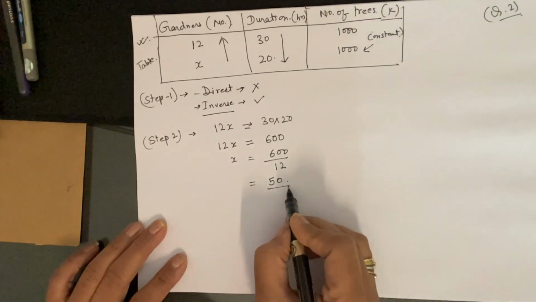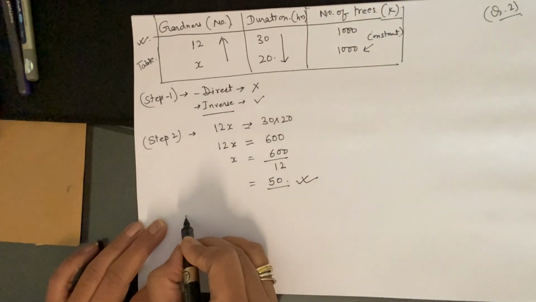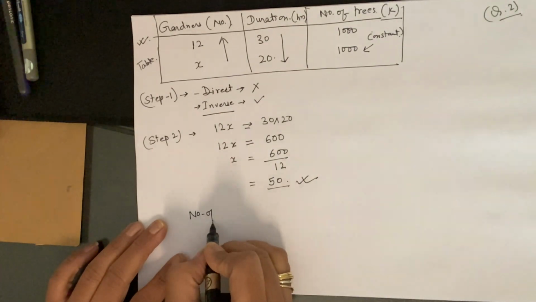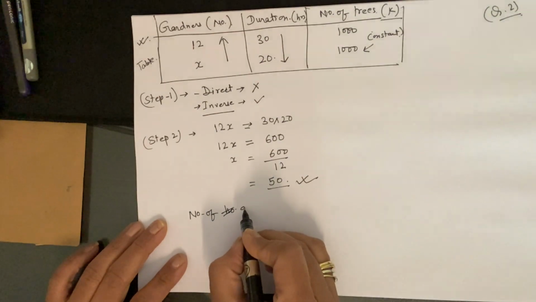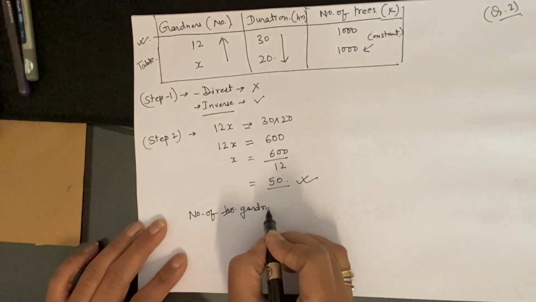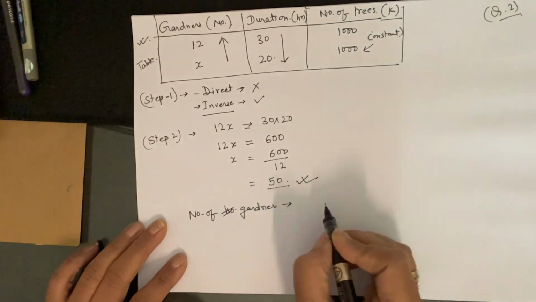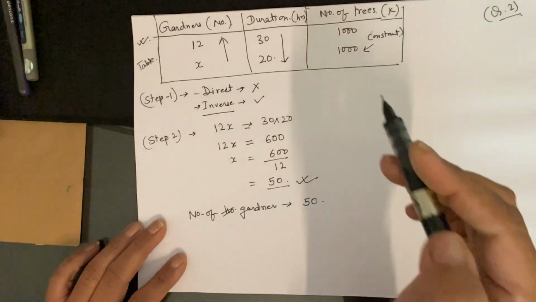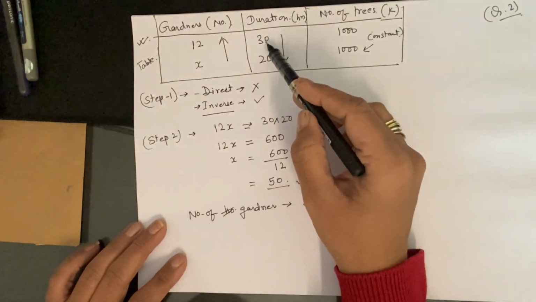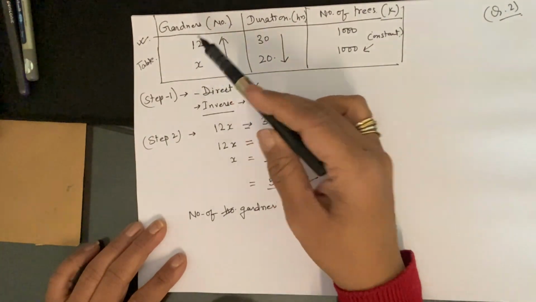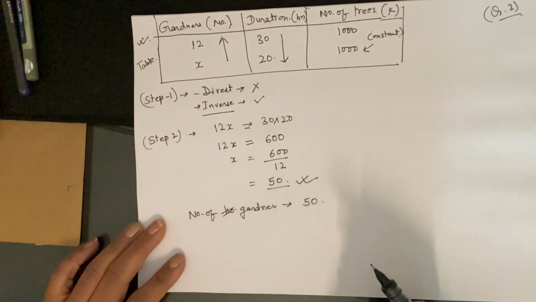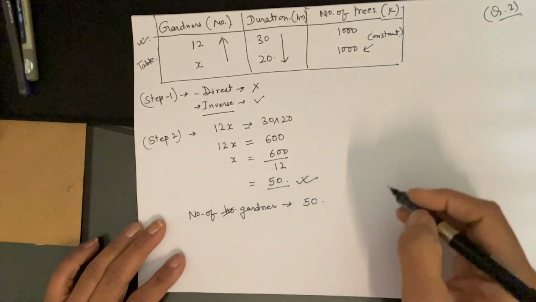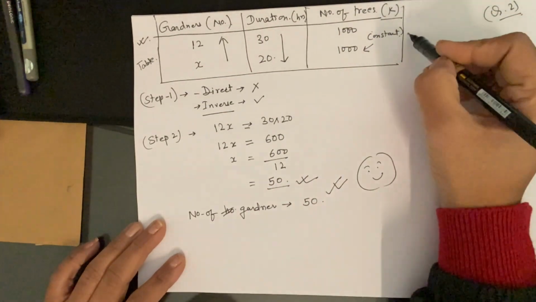So this will be your answer, that number of gardeners will be 50. So when the duration was 30 hours, the number of gardeners was 12, but when we reduced it, the number of gardeners increased.